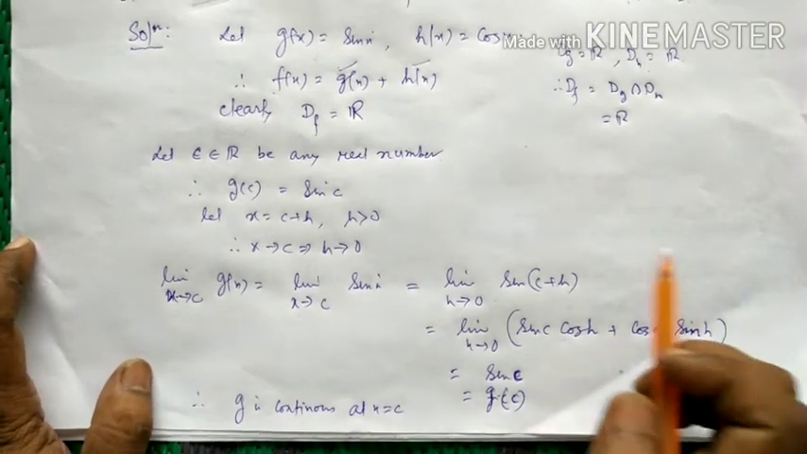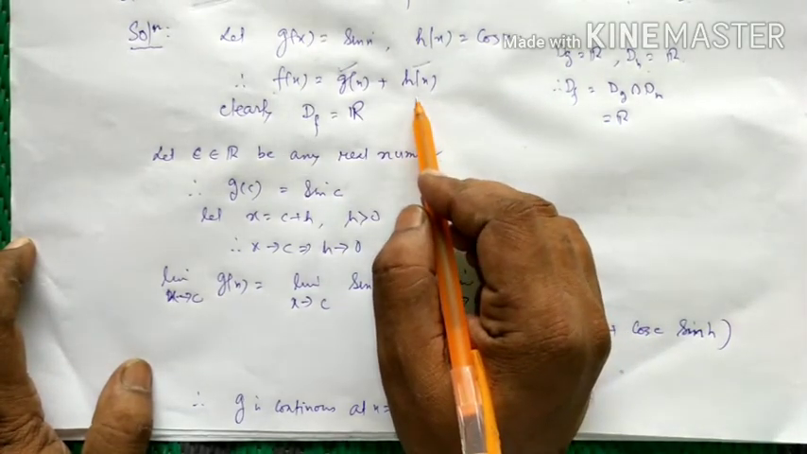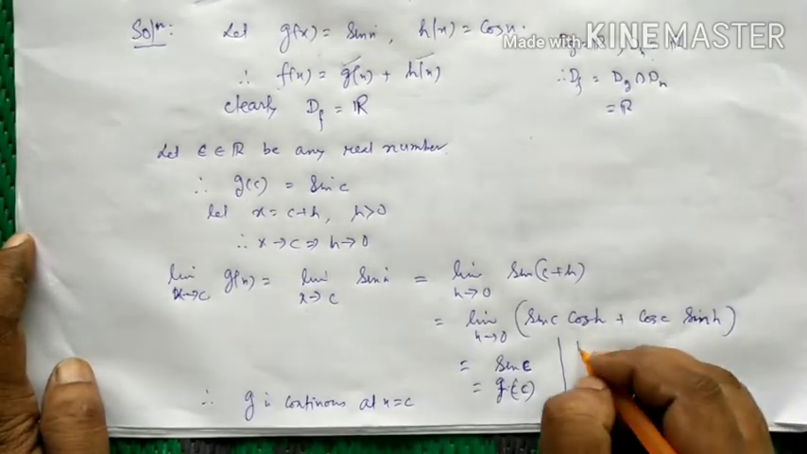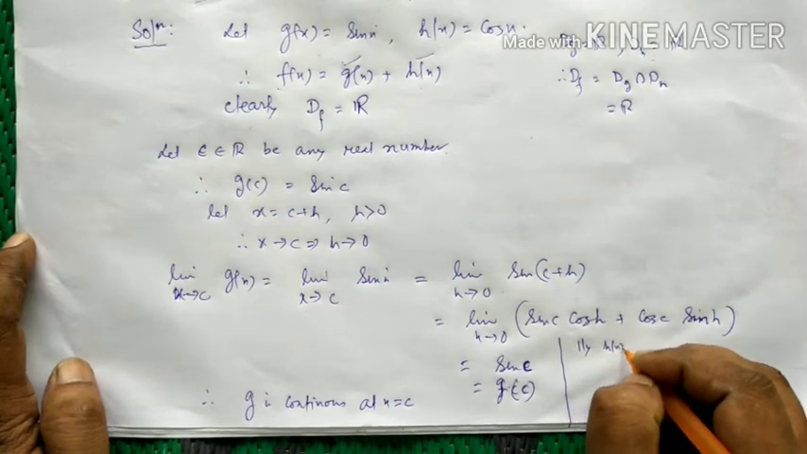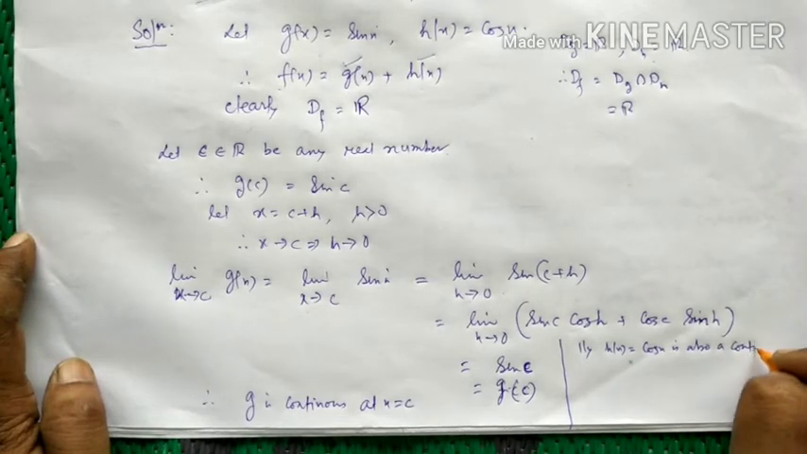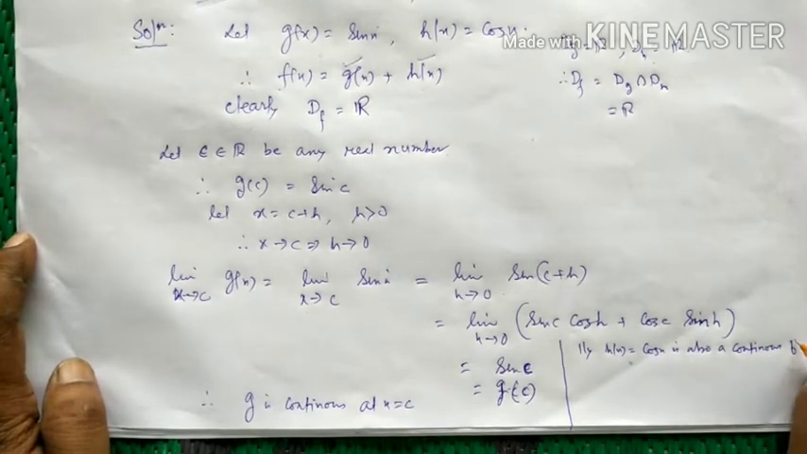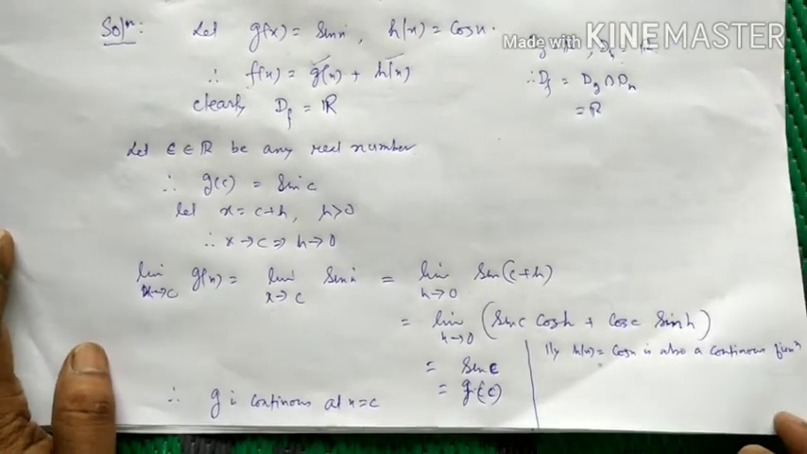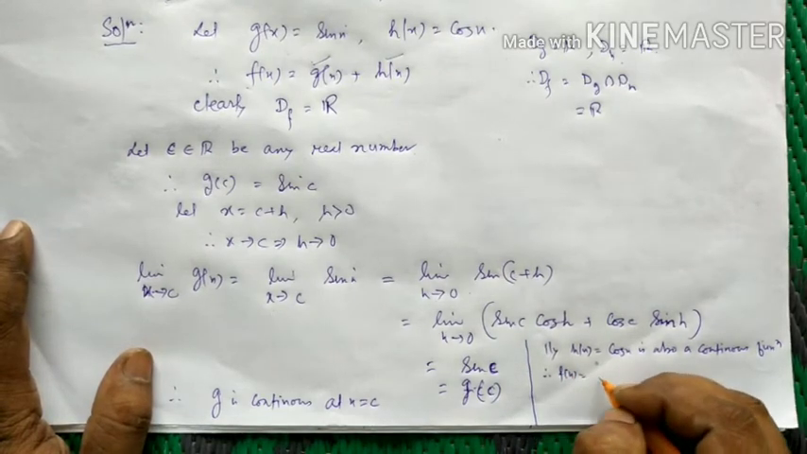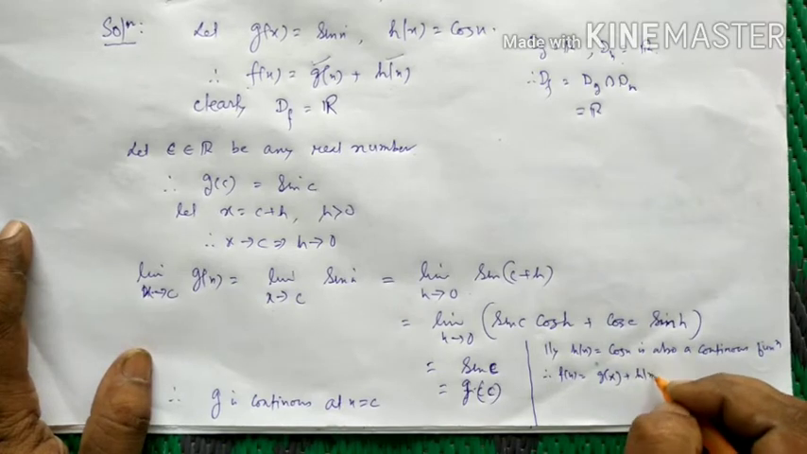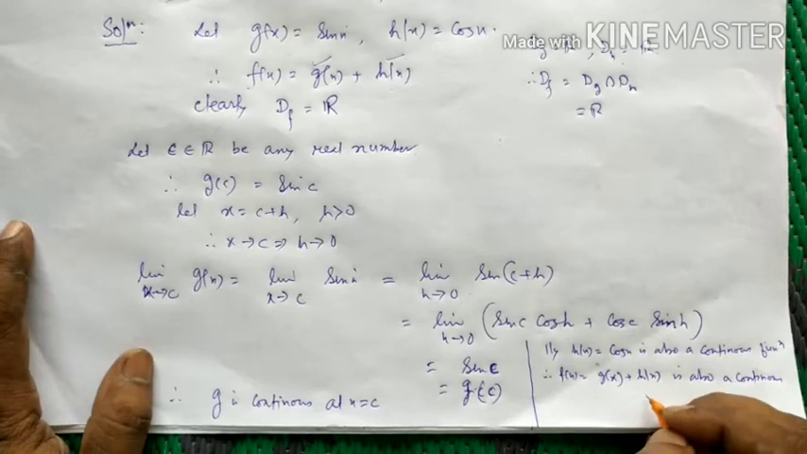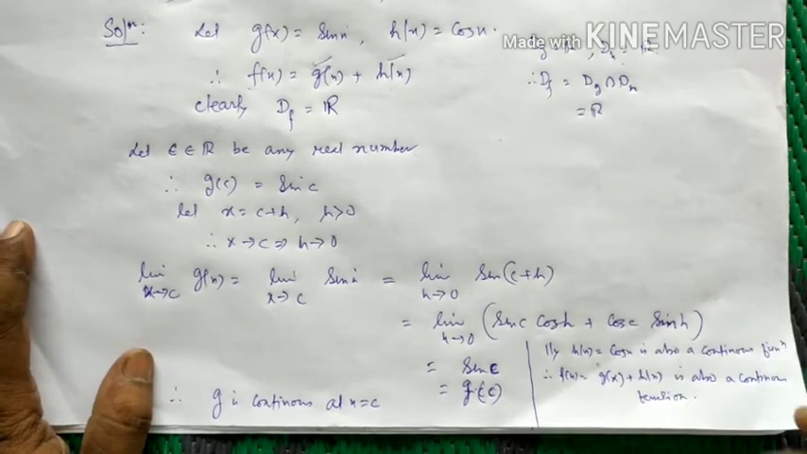Similarly, you can prove that h(x) is also a continuous function. So you can write here, similarly h(x) is equal to cos x is also a continuous function. Therefore f(x) equal to g(x) plus h(x) is also a continuous function. Hence we prove it.